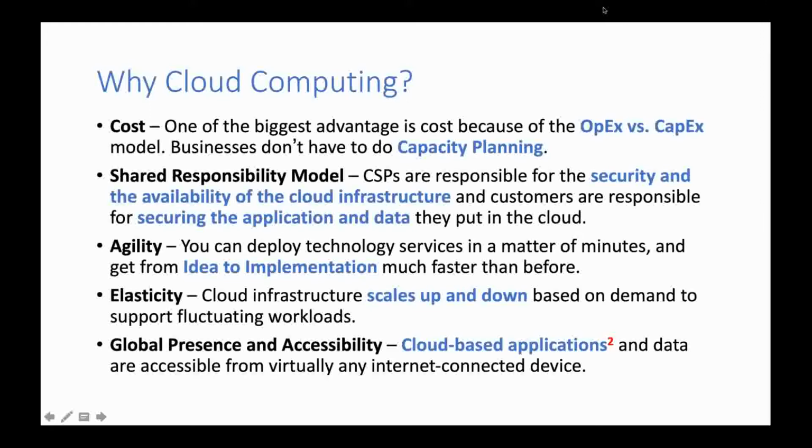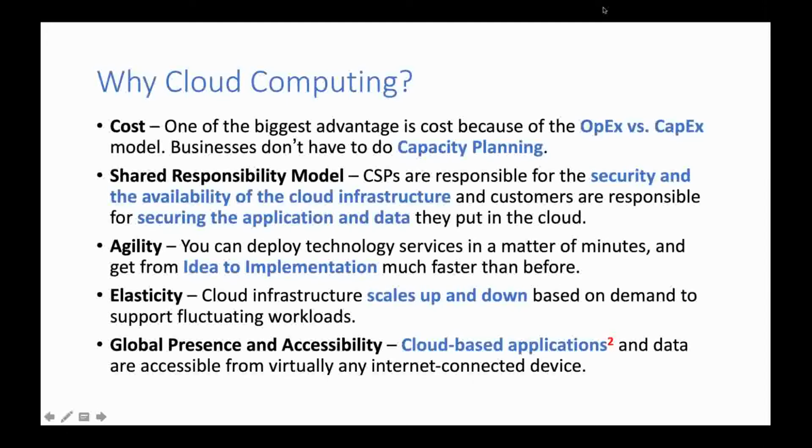This is the second question for the team here. I would like to hear from you what you think about cloud-based applications. Feel free to type in your answers. Cloud-based applications and data are accessible from virtually any internet-connected device. This is a huge advantage from an accessibility perspective for any business.